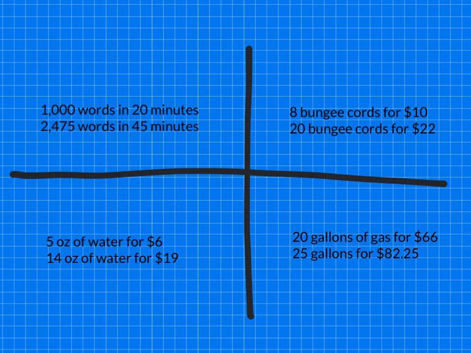All right, this one you're going to solve on your own. You're going to tell me which is a faster typist, 1,000 words in 20 minutes or 2,475 words in 45 minutes. Then you'll tell me how many bungee cords for $10 or 20 bungee cords for $22, and which is a better buy. Same with water, 5 ounces of water for $6 or 14 ounces of water for $19, which is a better buy. And finally, if I want to buy gas, 20 gallons of gas for $66 or 25 gallons of gas for $82.25.